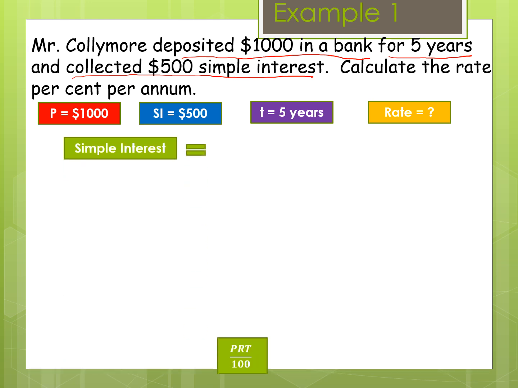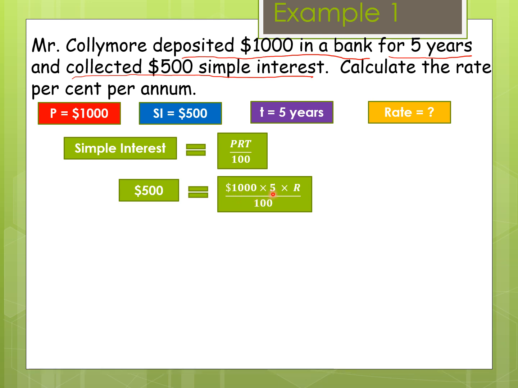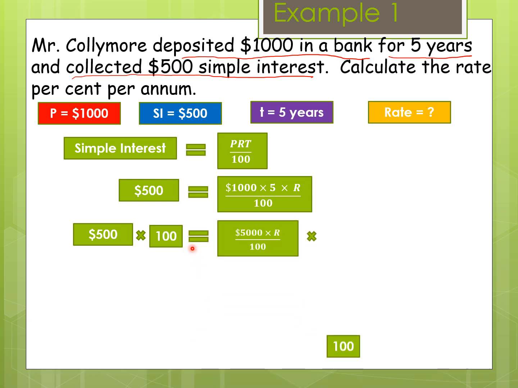So simple interest is equal to PRT over 100. So we're going to substitute these values into the formula. So simple interest, $500 is equal to P is 1,000 times the time, 5 times the rate over 100. And we want to get rid of this 100, this denominator here. So what we're going to do is multiply both sides by 100. And when we do that, we're going to cancel this 100. That's going to give us 1. And on the left hand side, we're multiplying $500 by 100.